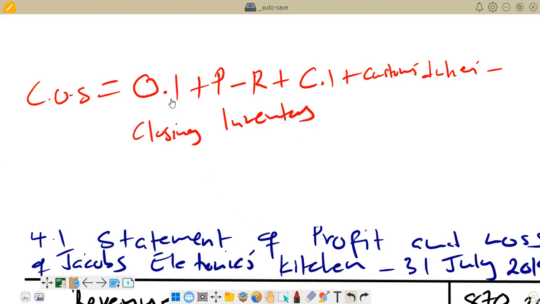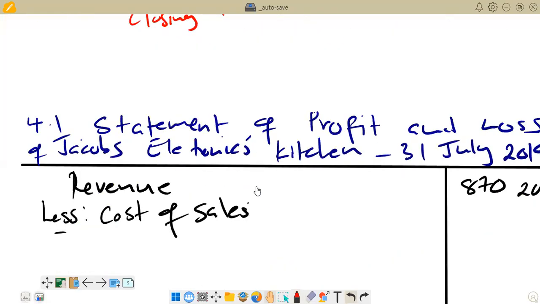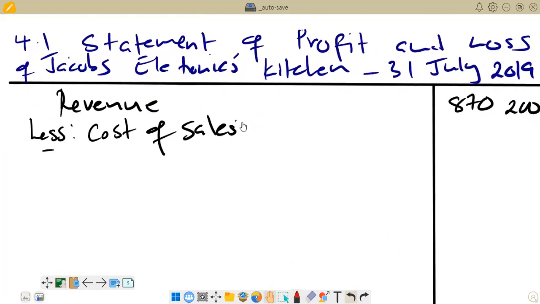This is the same criteria that we are going to use, by starting with opening inventory. Then we list purchases, check for any returns, any carriages. So this is what we have. It means the figure that we're going to start the year with is opening inventory.